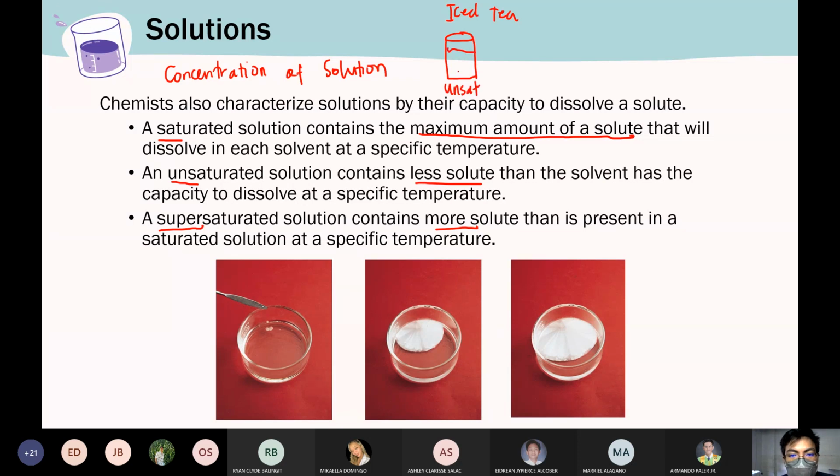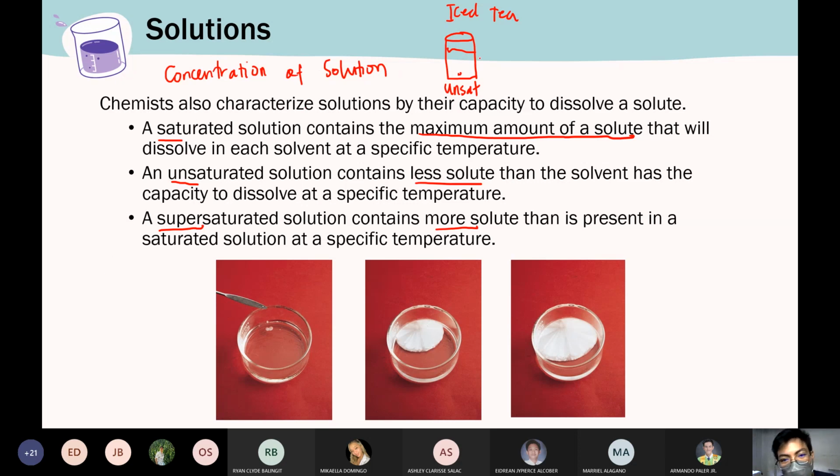Kapag naglagay ka ng iced tea powder na isang kutsara lang sa 1 liter liquid, that will be unsaturated. Ano meaning nun? Ibig sabihin, kaya pa ng tubig tunawin yung iced tea mo because onti pa lang yung inyong solute. So, kaya pa niya tunawin yung maraming iced tea kasi onti pa lang nalalagay mo. Or in the context of taste, yun yung matabang. Matabang pa siya kasi onti pa lang yung solute natin.